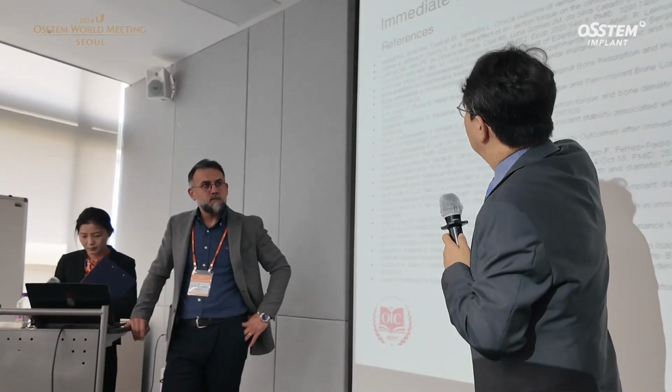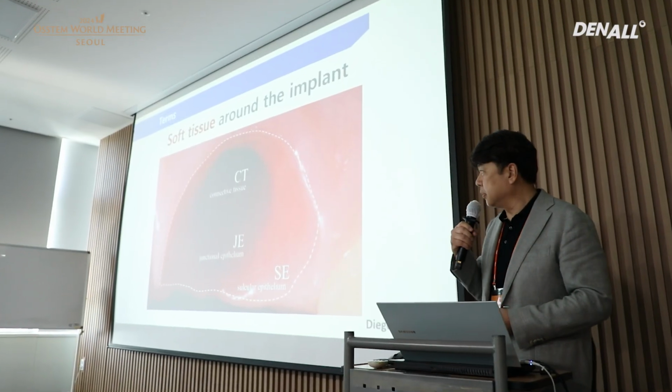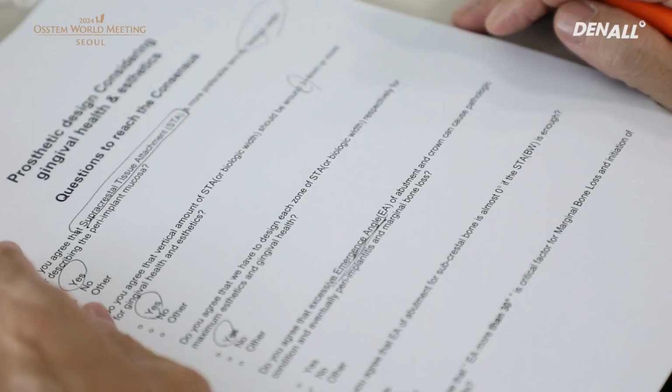Items he categorized into this slide. Like each of us give our points. This set is a primary stability. It consists of connective tissue, junctional epithelium, and circular epithelium.